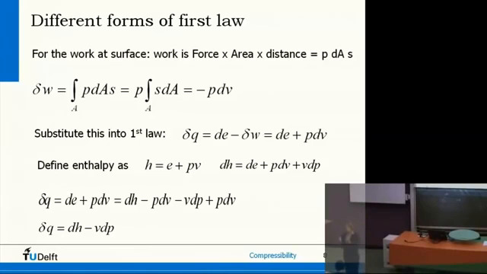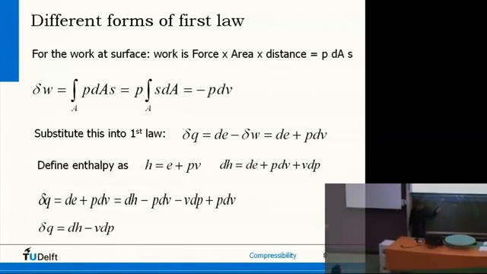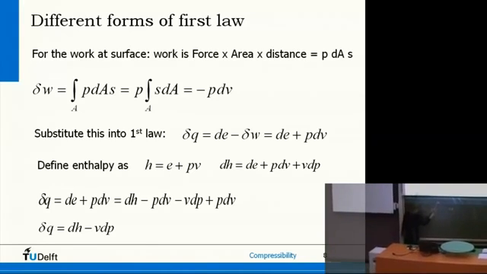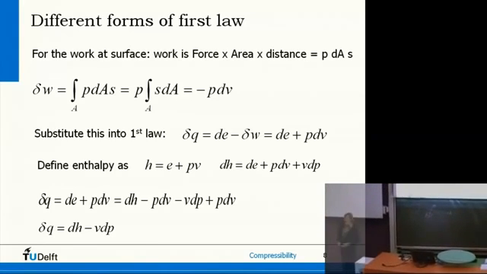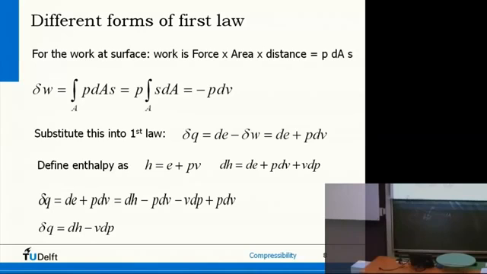And the work done at the boundary, so this del W, so the small change in work, is due to the pressure. If there's a high pressure outside, a lower pressure inside, it will be pushed, the boundary will be pushed inside, like this. And then the force actually doing this is pressure times area, so P times dA.